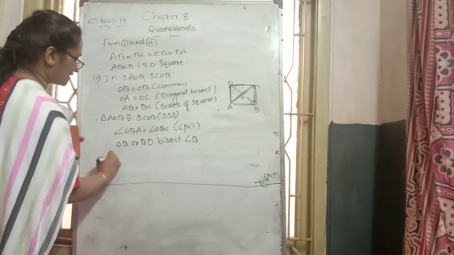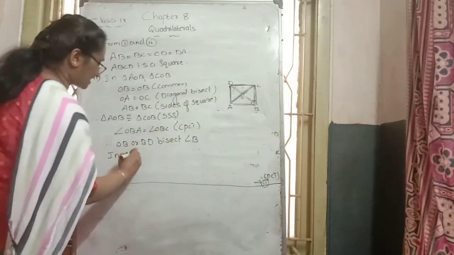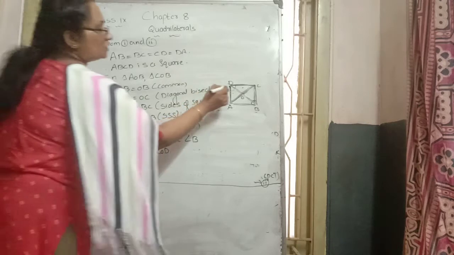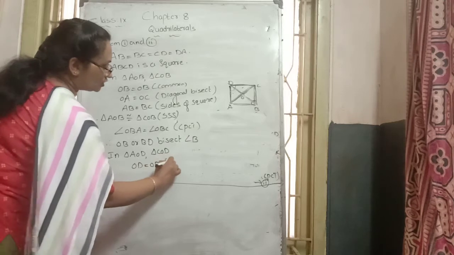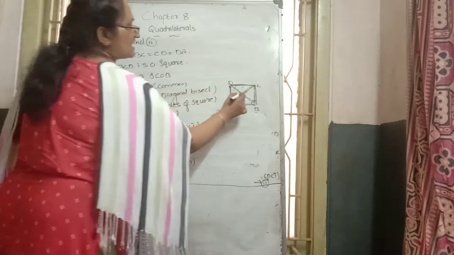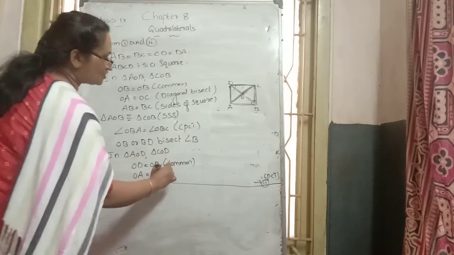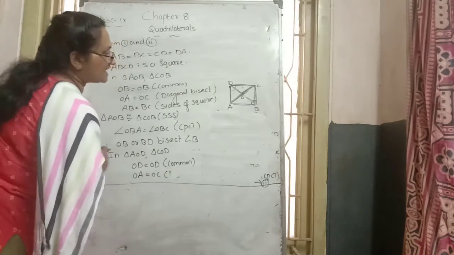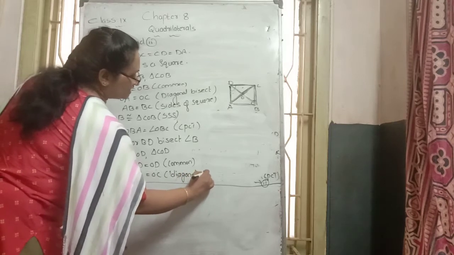So the next step, we consider triangle AOD and triangle COD. In both triangles, which side is common? OD side is common for both triangles. That's why in the reason we can write that it is a common side. Next we can say OA and OC are equal. What is the reason? Because the diagonals bisect each other.